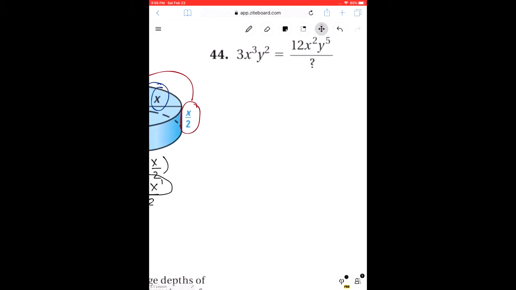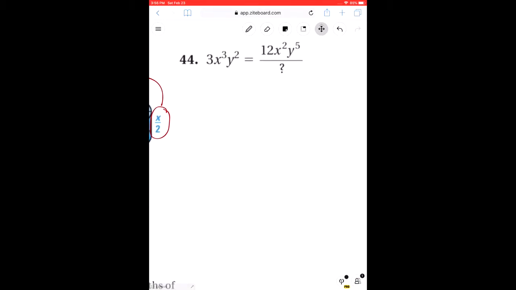Continuing on to number 44. This one's a different kind of question. We need to basically go in reverse. This right here is like the answer, and this is the question. And we're trying to figure out what question would yield this answer.